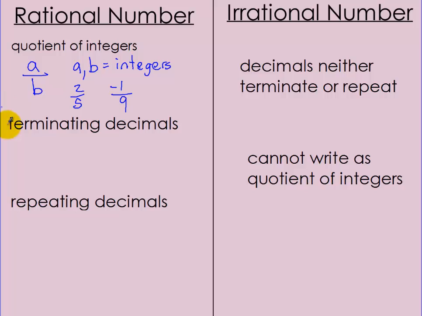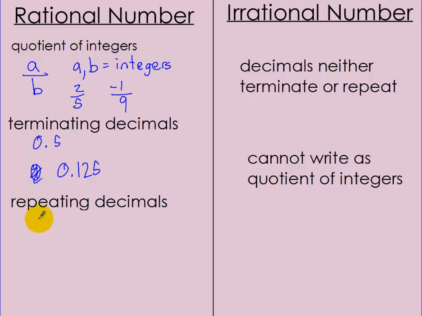Terminating decimals are another kind of rational number. What that means is the decimal ends. So 0.5, that ends. Let's go 0.125. That ends. It doesn't go past 5.